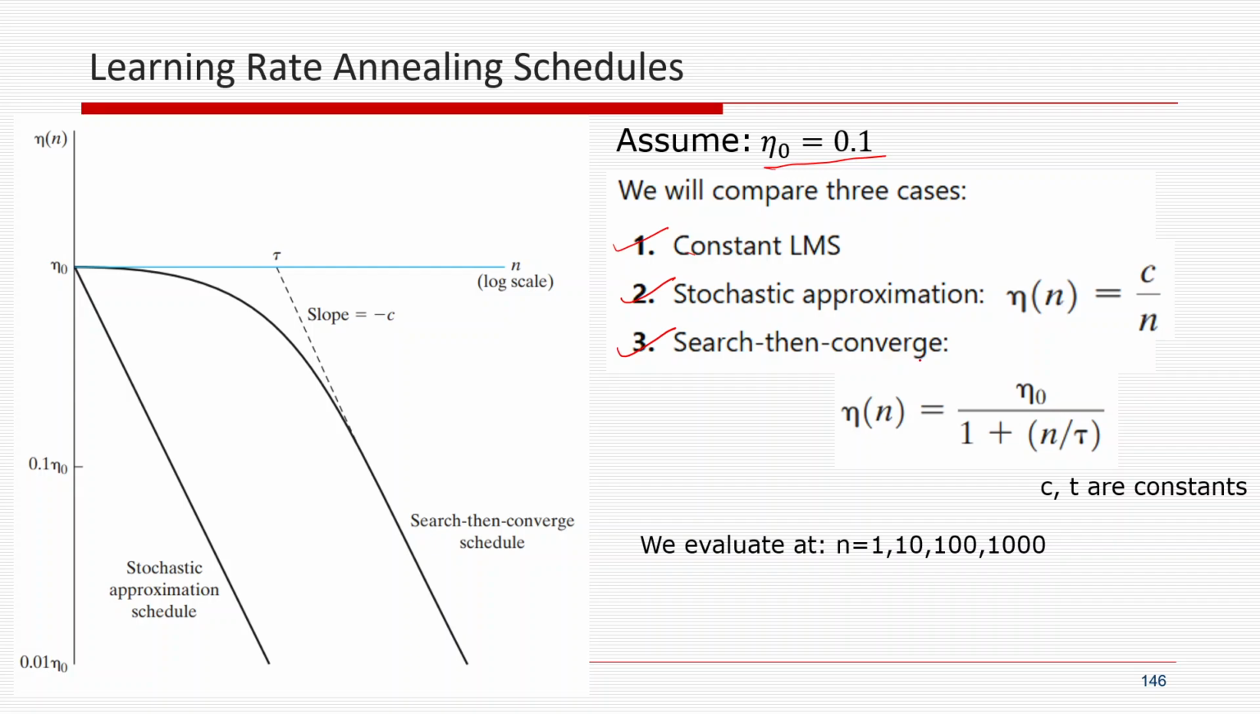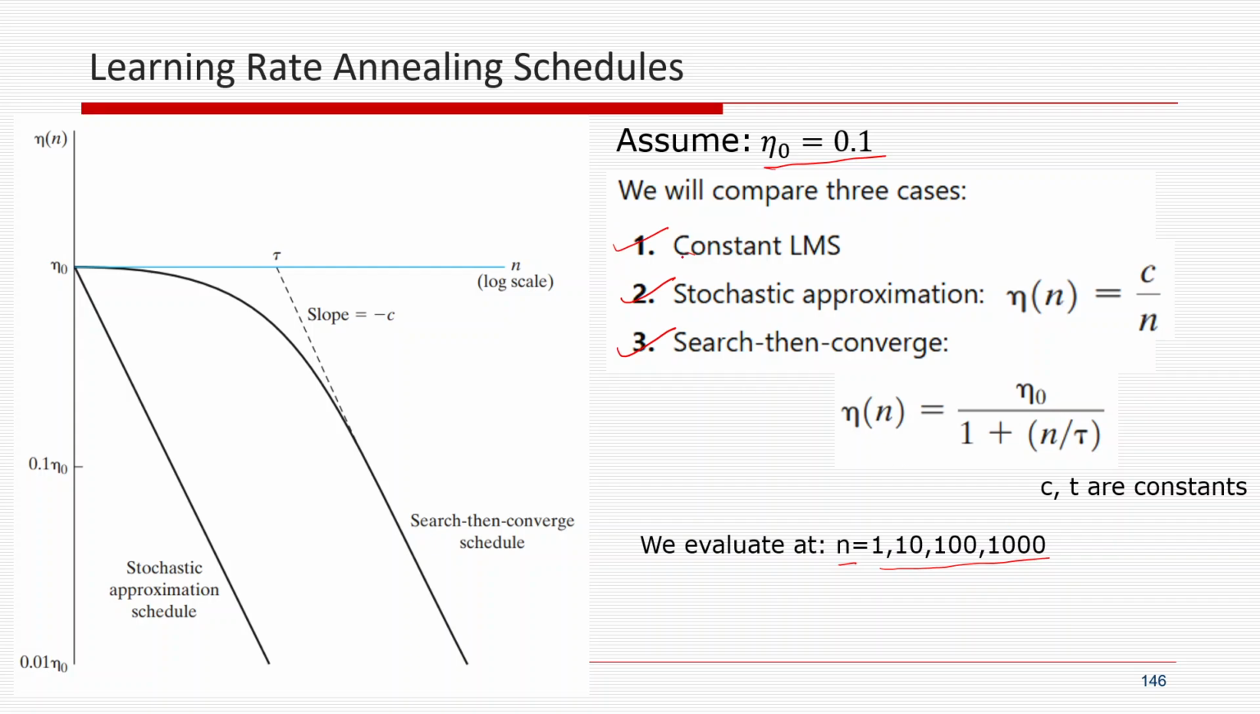And search then converge is given by η of n equal to the starting learning rate, which we have used, η naught, divided by 1 plus n by τ. Tau is also a user defined constant. And n iterations will be increased in terms of log scale, that is 1, 10, 100, and then 1000.